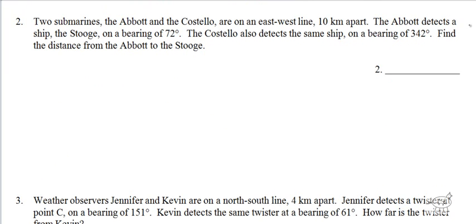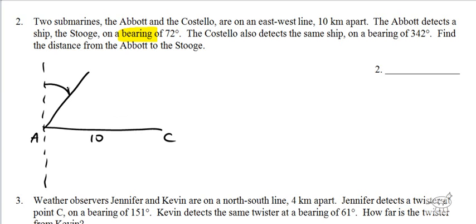Two submarines, the Abbott and the Costello, are on an east-west line. That's actually really nice. An east-west line, I know I can draw a horizontal line. I'm going to write this as the Abbott and the Costello, and they're 10 kilometers apart. The Abbott detects a ship, the Stooge, at a bearing. Whoop, whoop, whoop. There it is, bearing, at a bearing of 72 degrees. So I'm going to draw a dotted line. Always do that when you see the word bearing. And here it is, 72 degrees.